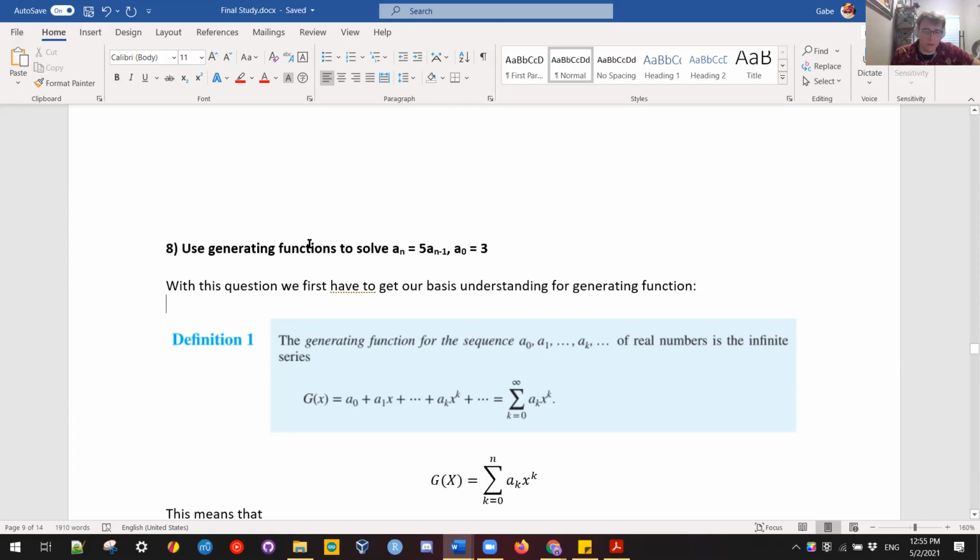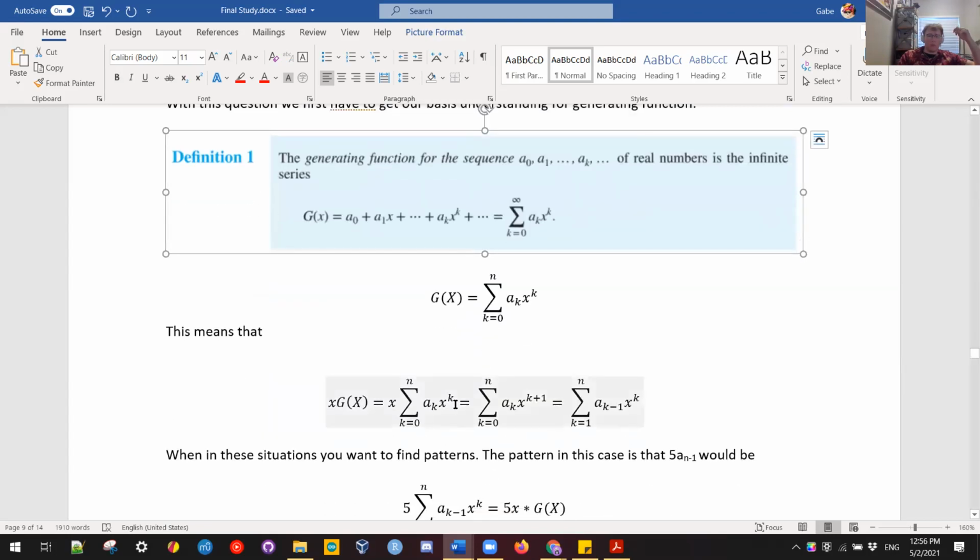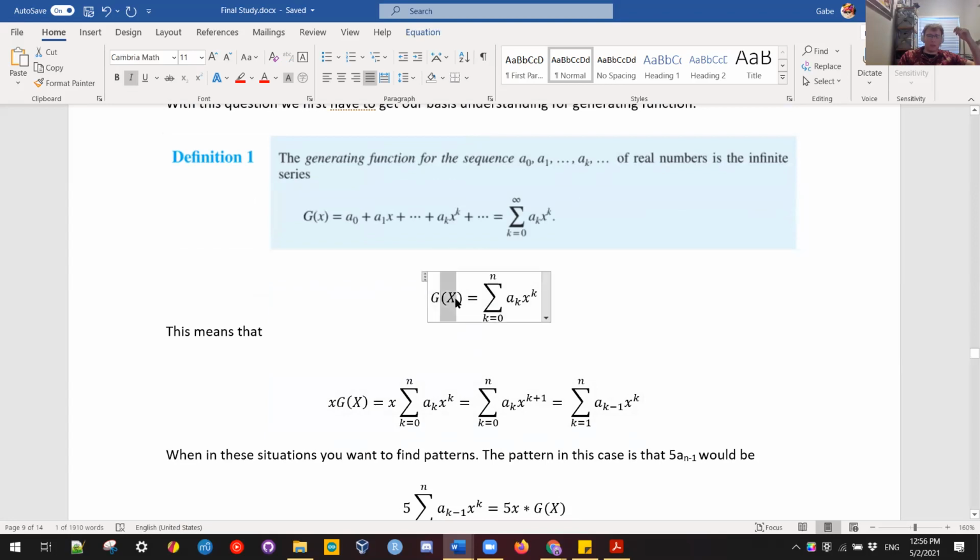But for this one, we just need to know that if we're using generating functions, we need the actual generating function, excuse me, what's that called? The definition, I think. And so then we use that and we get g of x. And so with that, you can multiply.